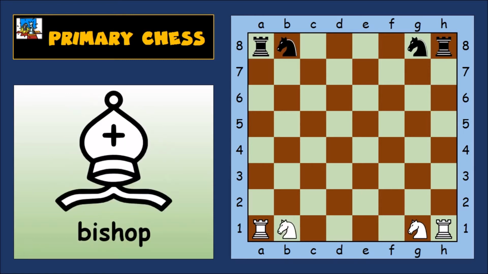Next to the knights go the bishops. The bishops have a groove near the top, a bit like a bishop's hat. Each player has 2 bishops. As I said, they go next to the knights.